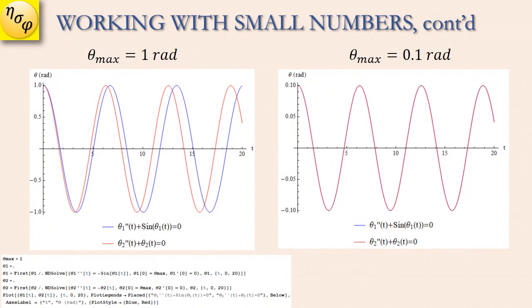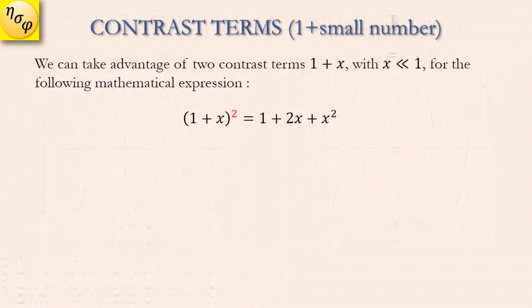We now compare the solutions for the pendulum problem with sine theta, the blue curve, and with its approximation, theta, which is the red curve. We see on the left graph that the approximation doesn't work for large theta such as 1 radian, but it works fine when theta is relatively small, for example 0.1 radian.